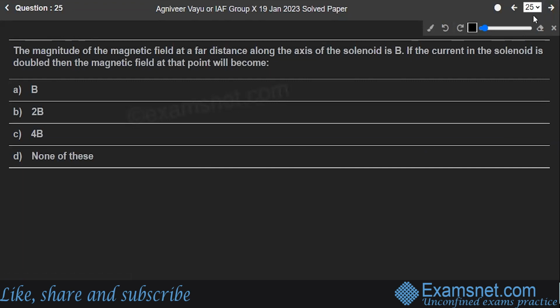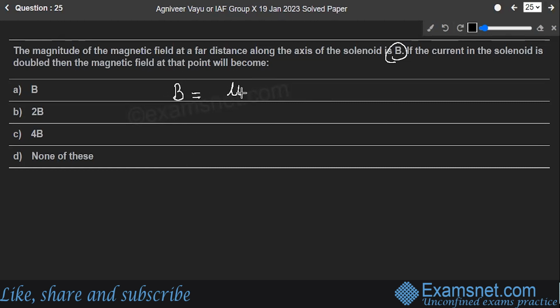Question number 25. Magnitude of the magnetic field at a far distance along the axis of the solenoid is B. If the current in the solenoid is doubled, then the magnetic field at that point will become what? What's a solenoid? It consists of a long wire wound around a helix, where the neighboring turns are closely spaced so that each turn can be regarded as a circular loop only. Okay. And the net magnetic field due to the solenoid is the vector sum of the field due to all the turns. Correct.